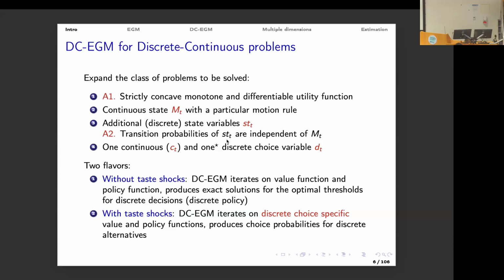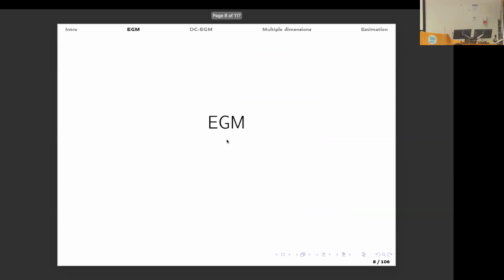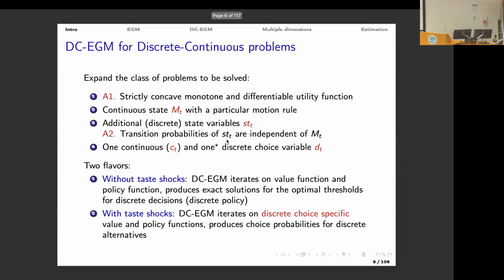Now, the DCEGM, the discrete choice version of the EGM method, will keep the general setting. So the strict concavity and differentiability of the utility function will still be there. We will have this continuous state variable, which is singled out with a particular motion rule. We will add additional discrete variables, which can have transition probabilities that have to satisfy certain additional criteria.